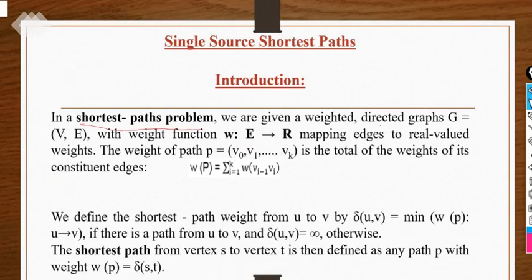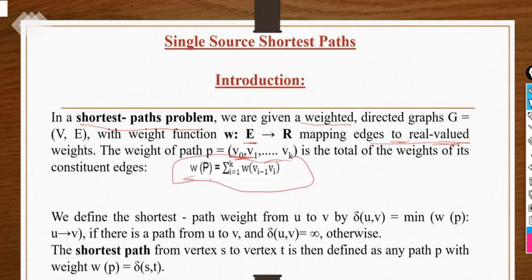If we have a graph G which consists of vertices and edges, and it is a weighted graph, where a function maps all edges to real valued weights. So there are lots of paths having weights, connecting every vertex of that graph with the help of edges. So we can define the total weight of the constituent edges with this formula.